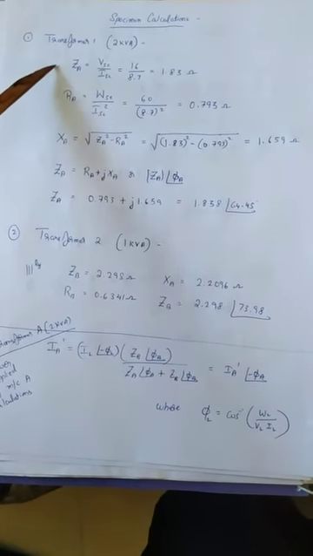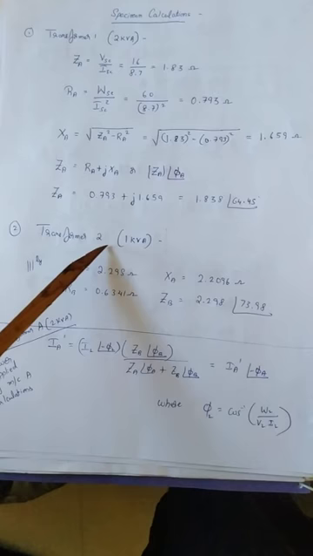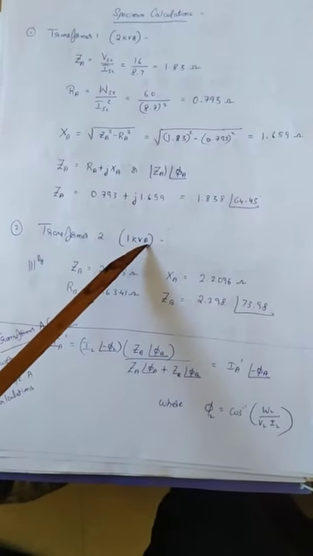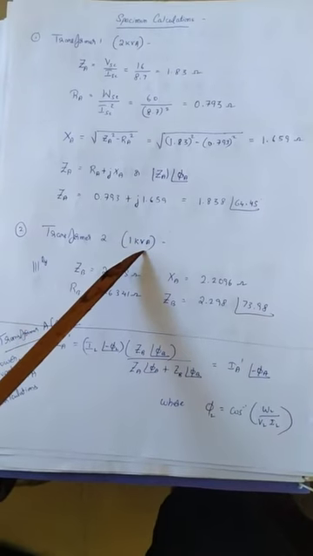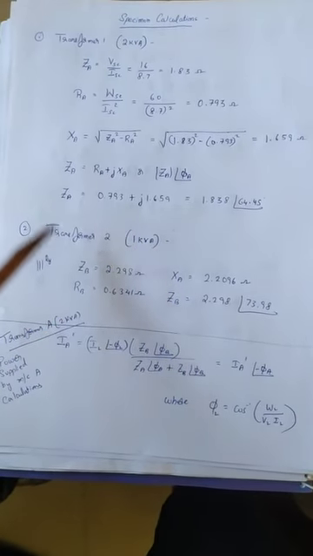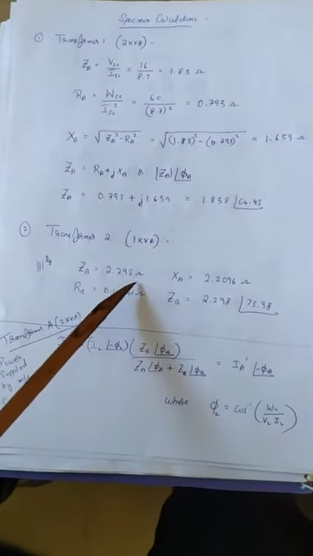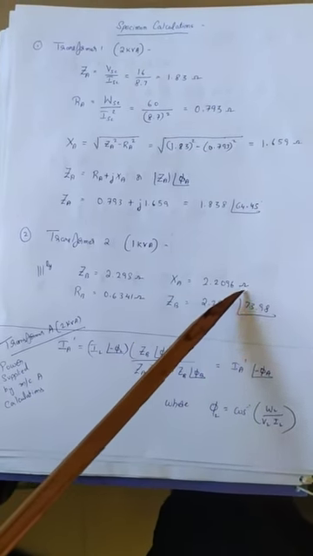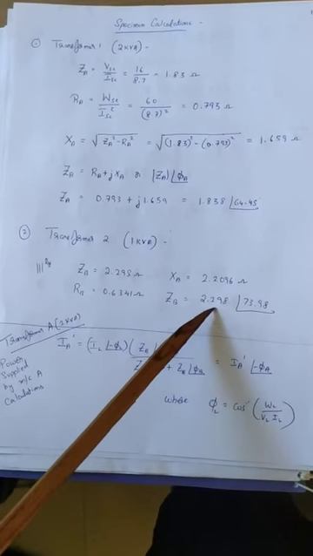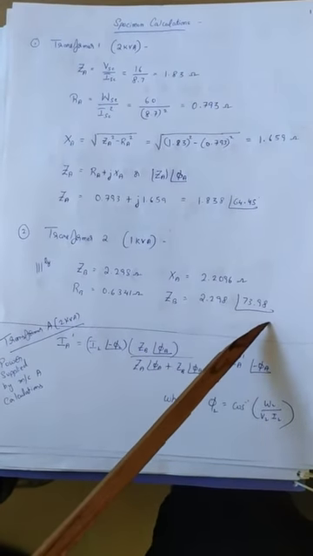So same calculations have to be performed for second transformer also, which is of the rating 1 kVA. From the short circuit test, whatever readings we have got, if we do the same calculations, we get ZB 2.298, RB 0.6341, XB 2.2096, ZB 2.298 at an angle 73.98.